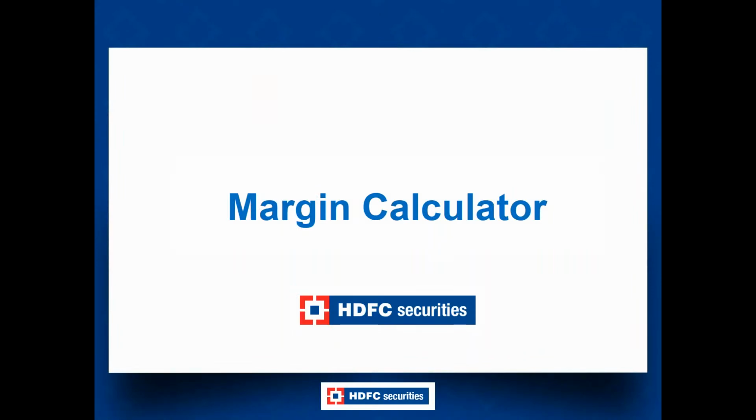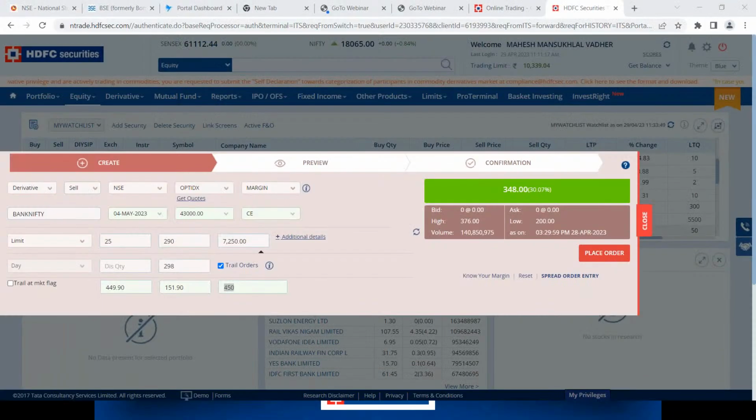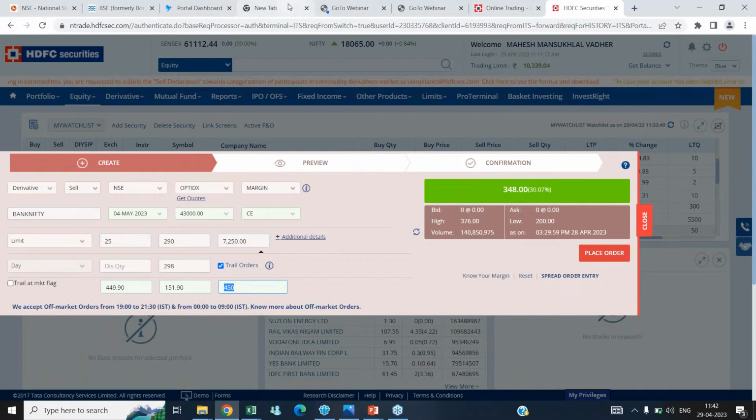Now let us understand one more concept called the margin calculator. As I made you understand, if you want to know how much margin will be required for any kind of option trading strategy you are doing, you first have to know how to use this margin calculator. We have a margin calculator on our HDFC Securities website, and in that you can check. So let us see a real-time example of how you can check the margin calculator from the HDFC Securities website.